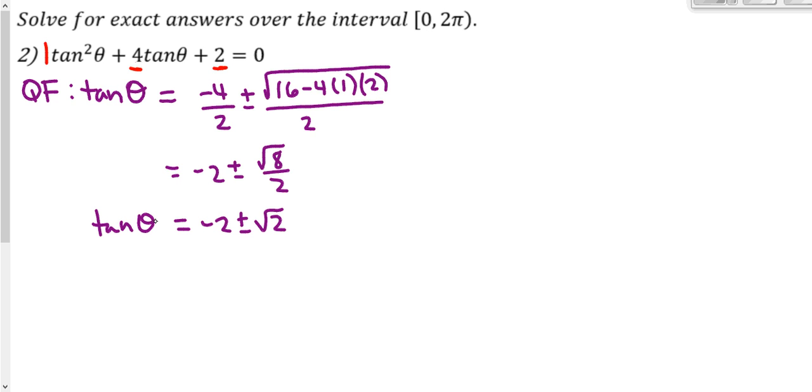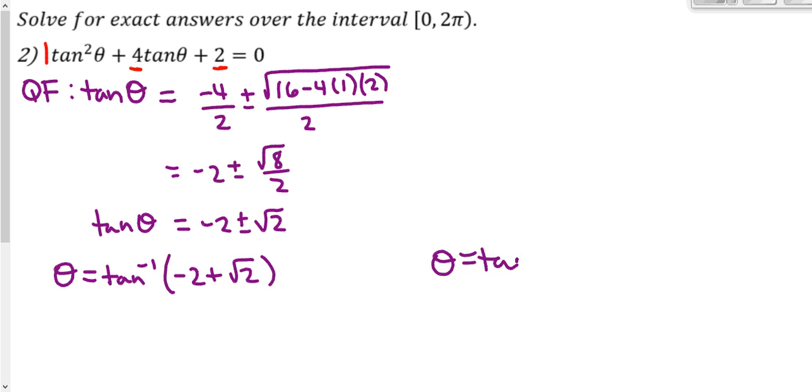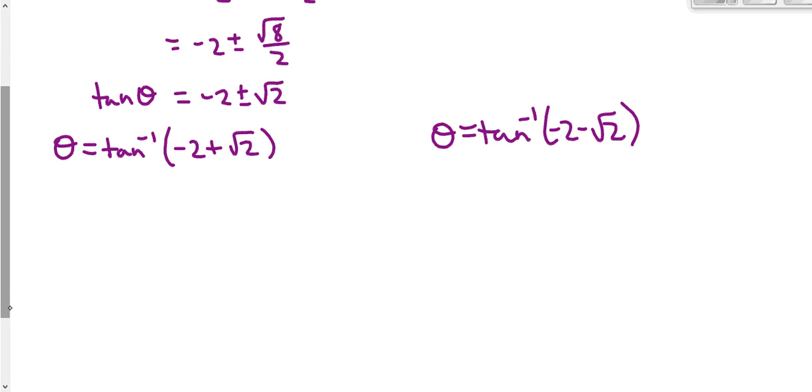So let's break this down and let's take the inverse tangent. So we have theta is inverse tangent of negative 2 plus square root 2. And we have theta is inverse tangent of negative 2 minus square root 2. Well, I don't know about you, but I do not know an angle who has a tangent value like this. This is not a familiar one. This is not a 30, 60, 90, 45, nothing like that. So we're not going to be able to find an exact answer. What we're going to do is find approximate answers with our calculators.